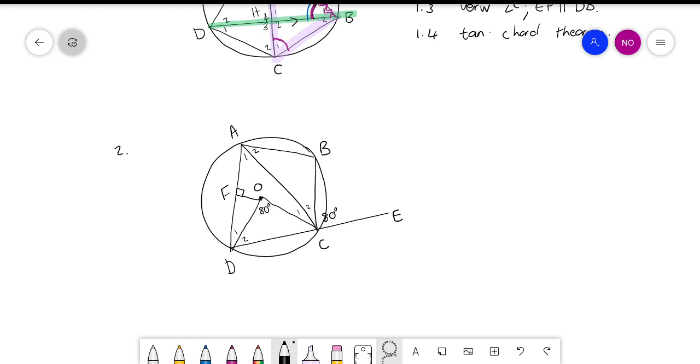Ons kan byvoorbeeld die radiusse gebruik, né? Hoekom? Want ons weet radiusse is oral gelyk aan mekaar. So you have the option of using something like angles opposite equal radii. Die ander stelling wat ons kan gebruik as 'n middelpunt is, is die hoek by die middelpunt van die sirkel is 2 keer die grootte van die hoek by die sirkel se omtrek. Okay.